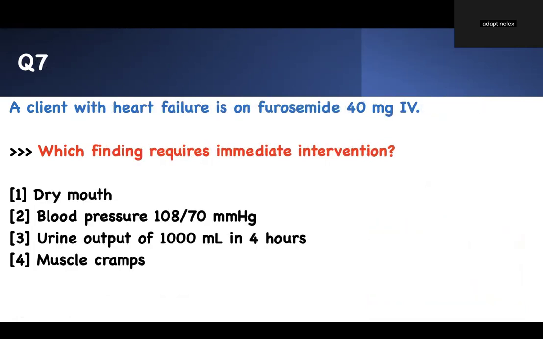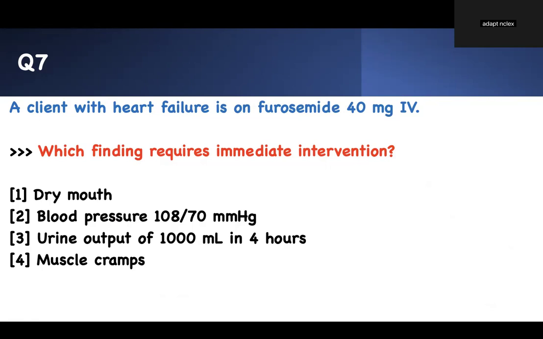Number 7, which finding requires immediate intervention? Same thing, pharmacology for the LPN, but in this one, there's some critical thinking. Patient has heart failure with furosemide 40 milligrams, right? Which one requires immediate intervention? Prioritization. Is it dry mouth? Blood pressure of 108/70. Patient is making urine output like a liter in 4 hours, and muscle cramp.